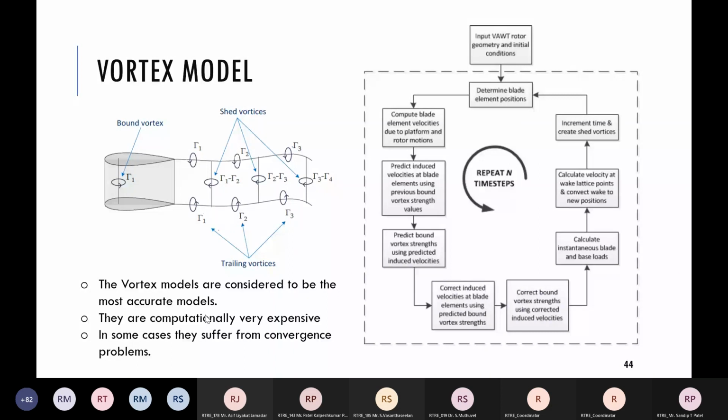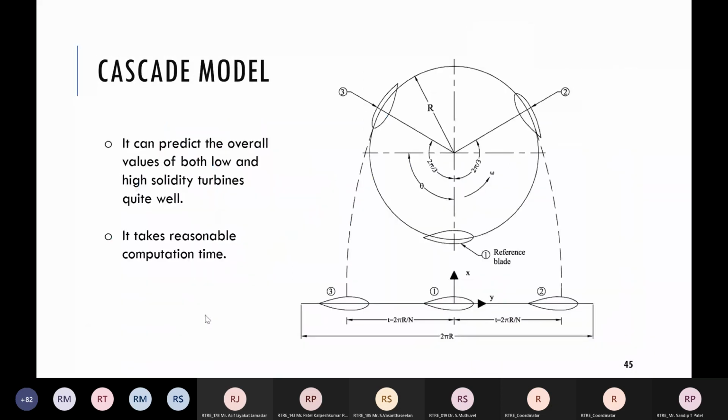Then comes the cascade model. This model is well suited for high solidity turbines. It is also used for low, but if the solidity of the turbine is high, this is the model which we can rely on. So what is a cascade? Basically, a periodic arrangement of several blades. In turbomachinery, we call it a cascade.